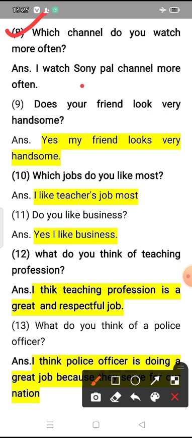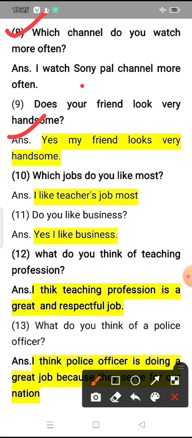Your ninth question is: does your friend look very handsome? Does your friend look very handsome? If your friend looks very handsome, then you can say yes, my friend looks very handsome.